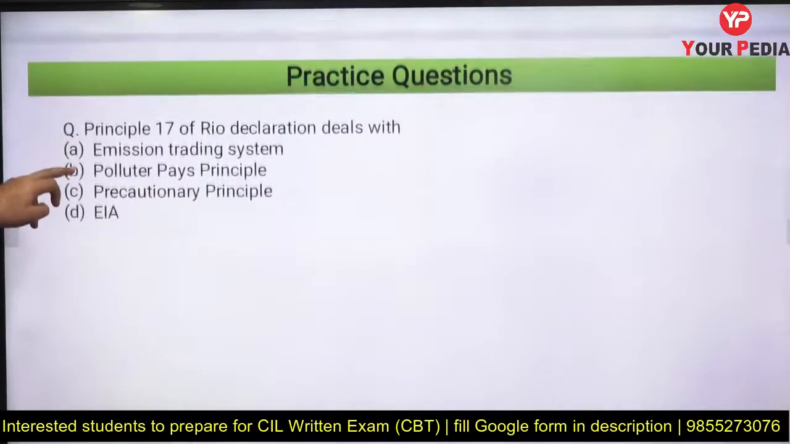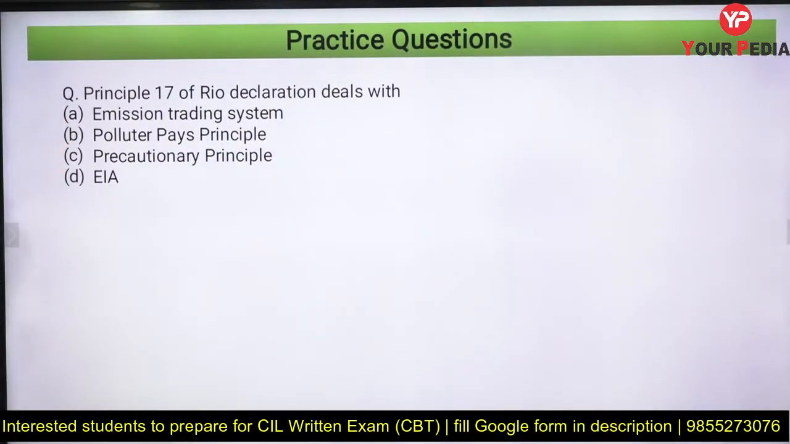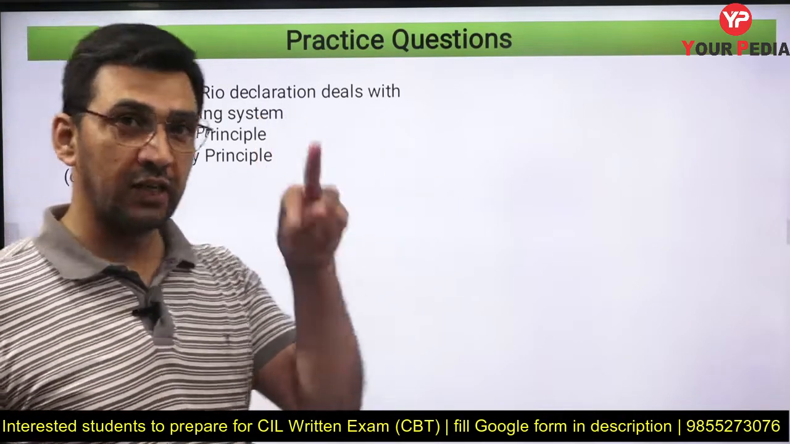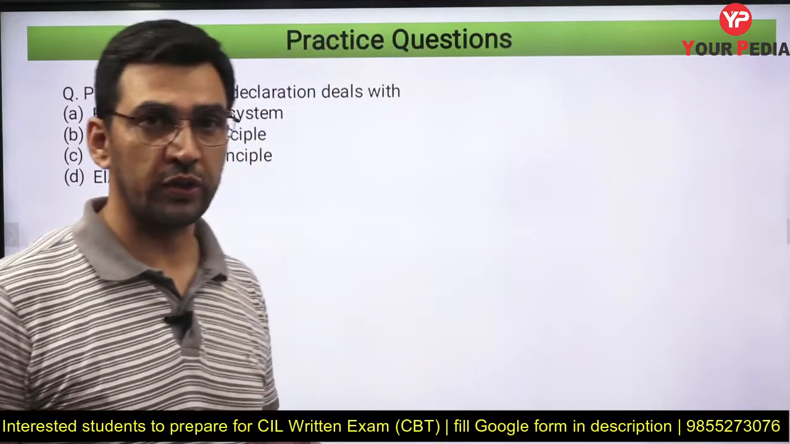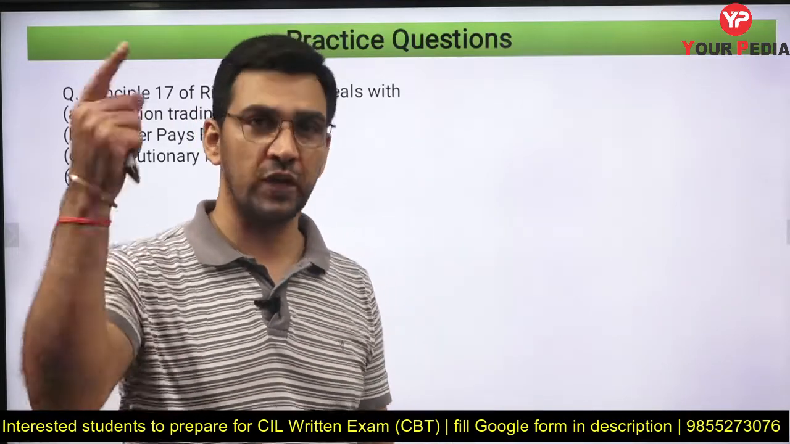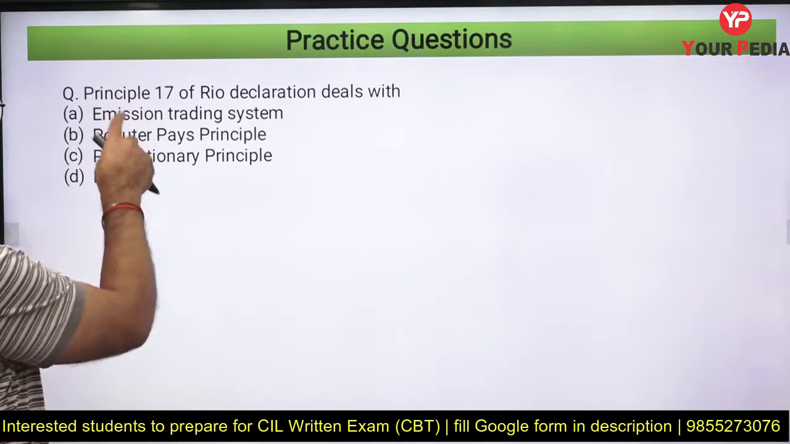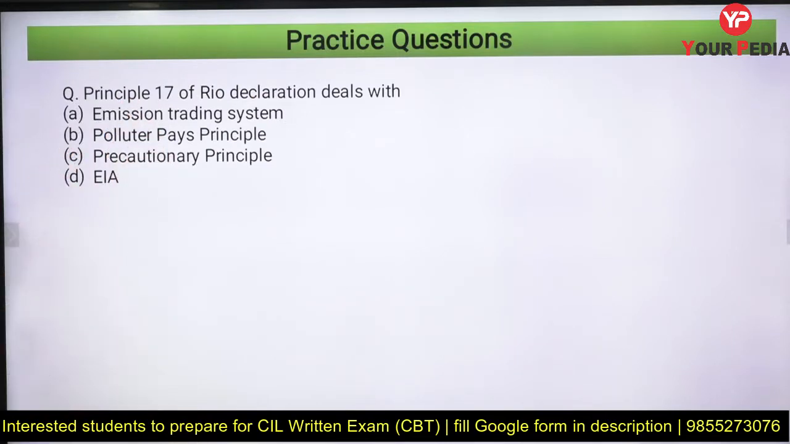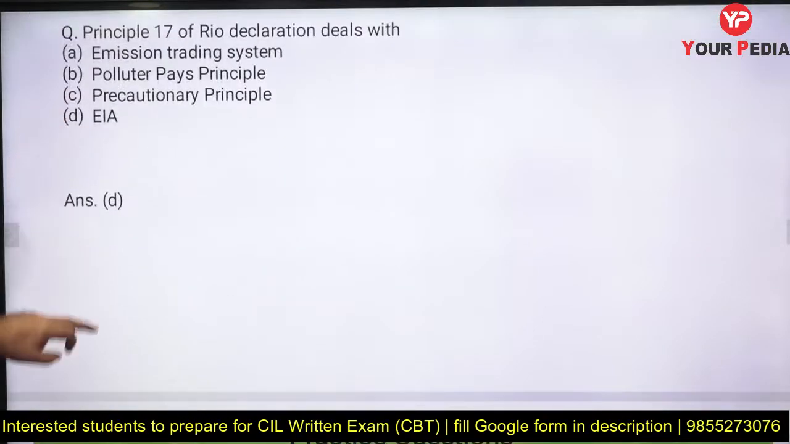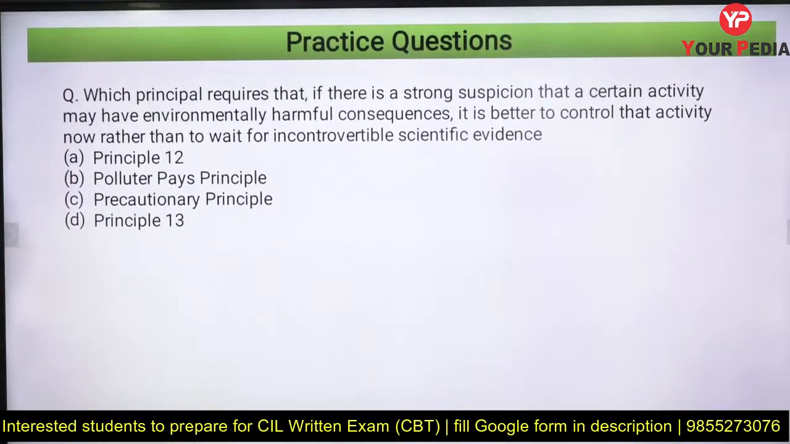So let's now go to the next one. Principle 17 of the Rio Declaration deals with. If you have watched this video clearly, then you will recall that I spoke about principle 16 being related to the polluter pays principle, but one more principle I mentioned over there, that is principle 17. Even though it is not related to this, it is related to the environmental impact assessment, which we are going to discuss somewhere else. But you have to remember this principle, because a straightforward question can definitely be framed. So under the Rio Declaration, principle 17 deals with the environmental impact assessment. D is going to be the answer.